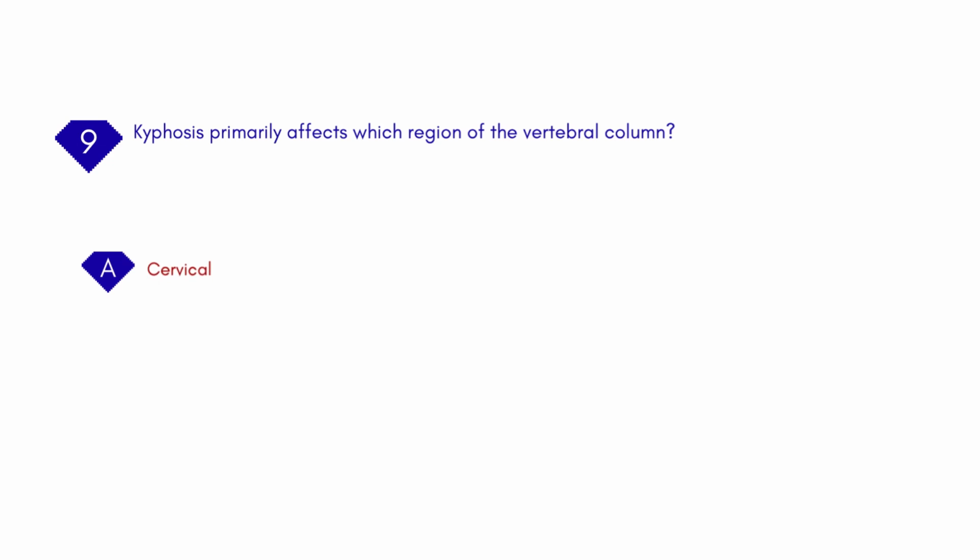Kyphosis primarily affects which region of the vertebral column? A. Cervical. B. Thoracic. C. Lumbar. D. Sacral. Answer: B. Thoracic.